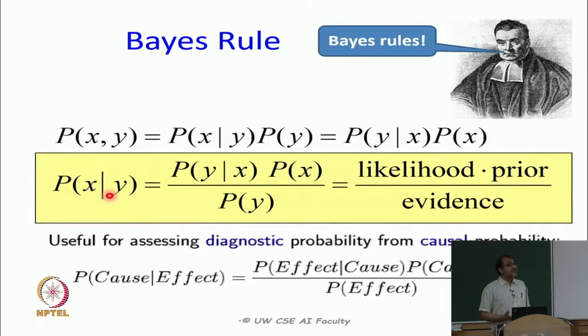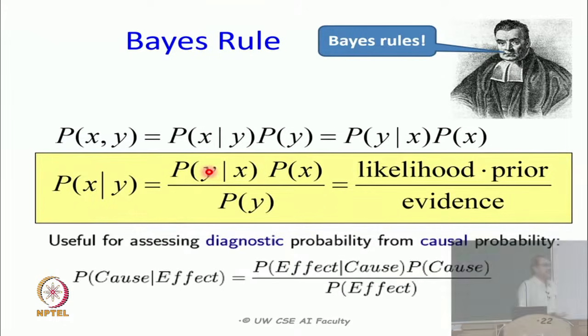Now, when does Bayes' rule become important? Bayes' rule becomes important because it is easy sometimes to compute the probability distribution in one direction conditional, but difficult in the other direction. So, we are saying that x given y can be represented in terms of y given x, and typically when we have to compute cause given effect, we find it easier to compute effect given cause.